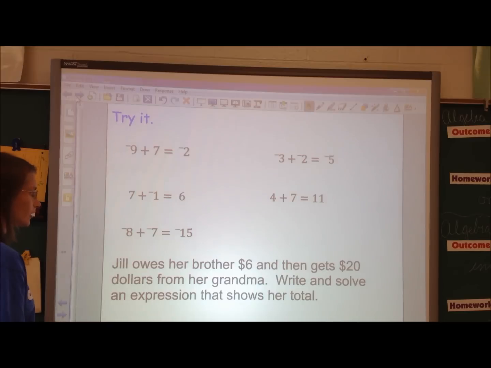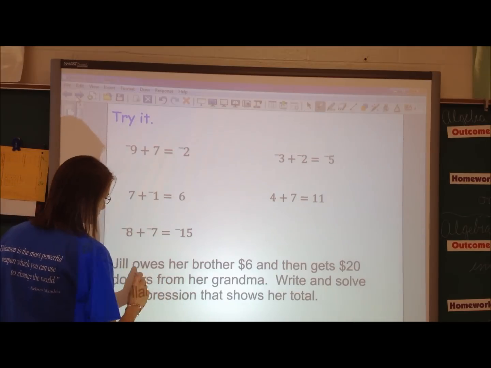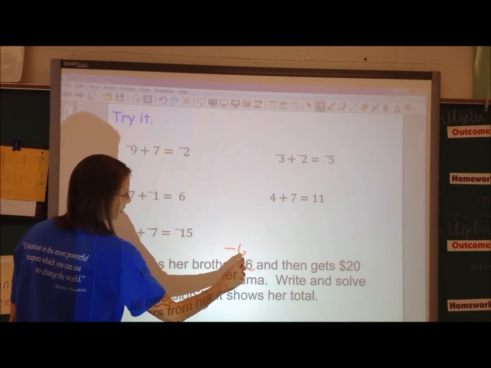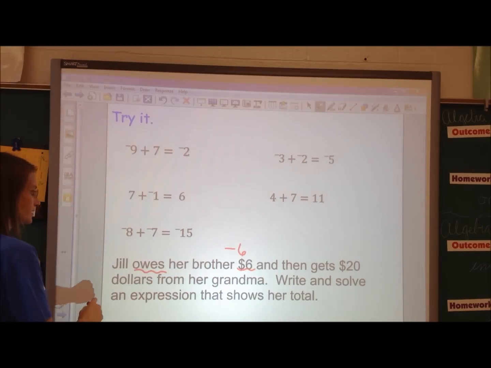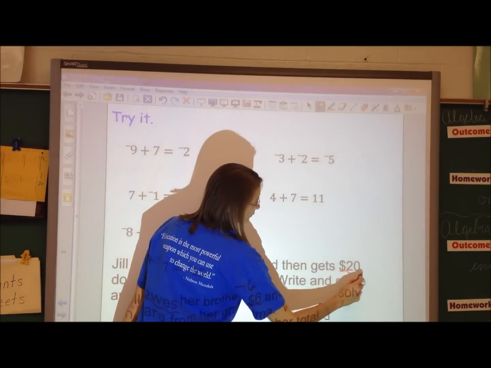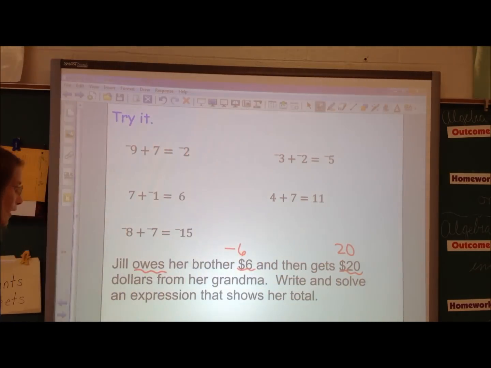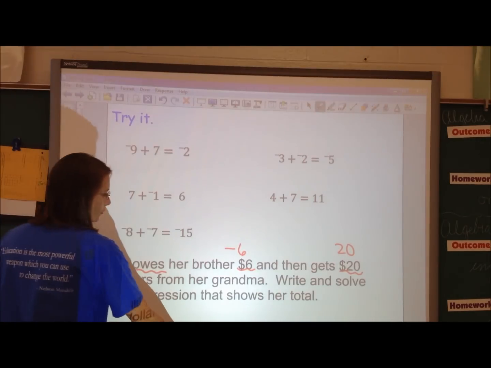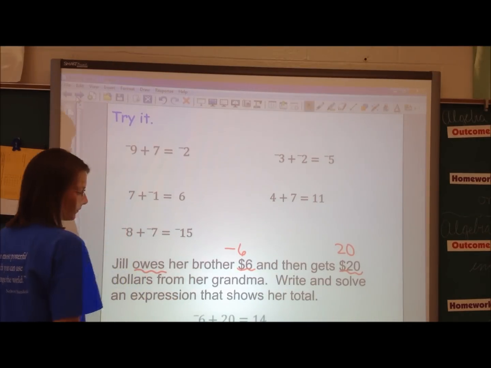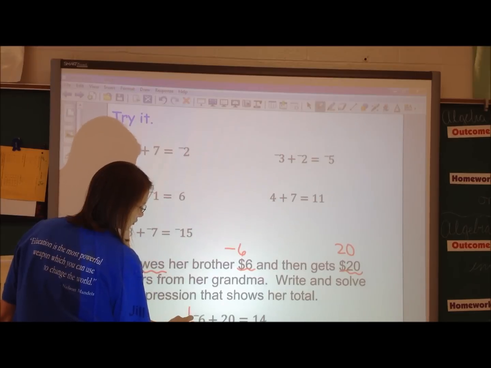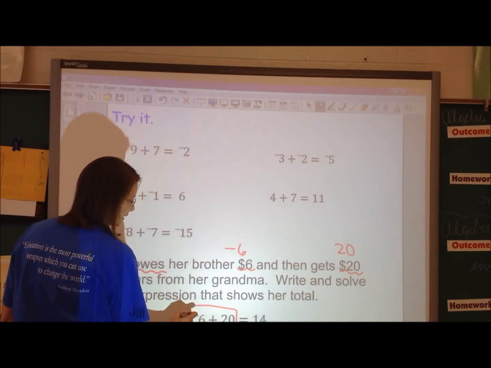Down here it said Jill owes her brother $6, so that's a -6. And then gets $20 from her grandmother. So that's a +20. Write an expression that shows her total. There it is. There's the expression. This is the expression. Remember, expressions don't have an equal sign.